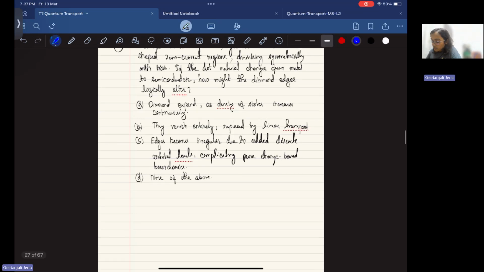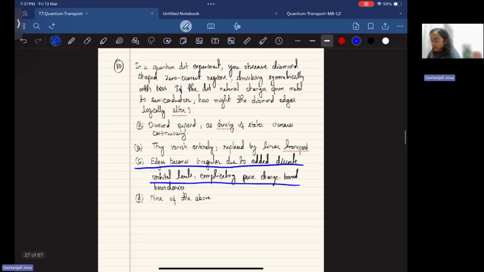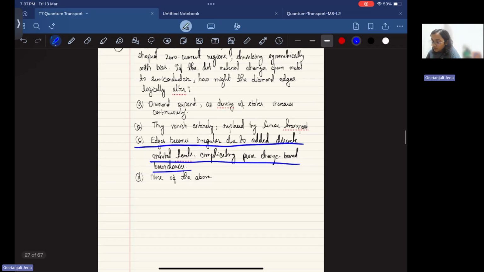You can easily guess option C is the right option, because when we go from metal to semiconductor, there are discrete energy levels. These discrete energy levels will make this Coulomb diamond irregular. Okay, so the answer is option C.